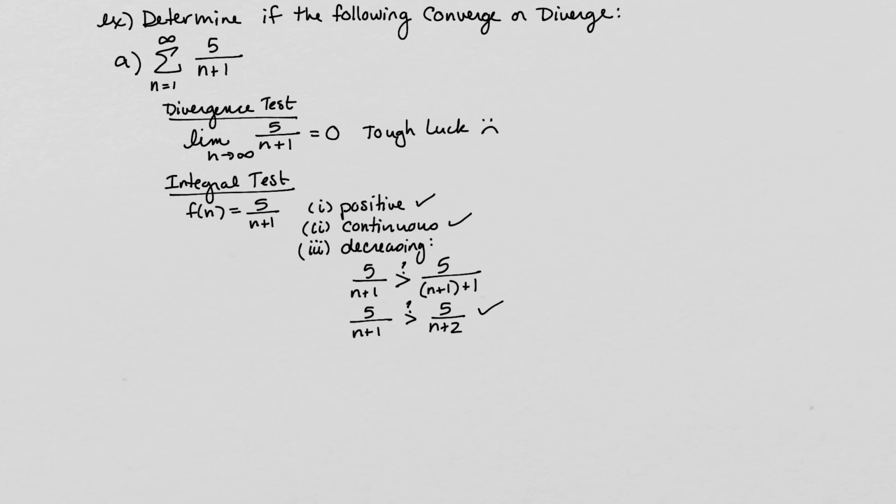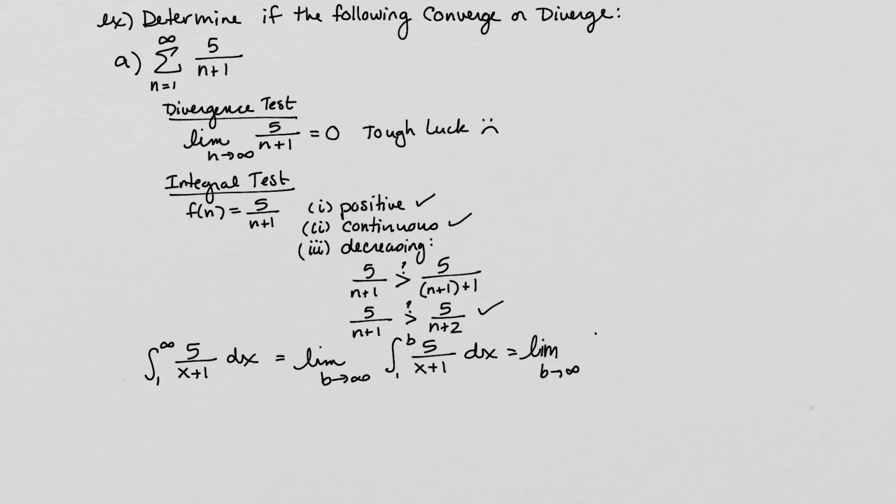So now we're going to look at the integral from 1 to infinity of 5 over x plus 1 dx, or the limit as b approaches infinity of the integral from 1 to b of 5 over x plus 1 dx. These should look kind of familiar from when we were doing the partial fractions section, right? So this is just the limit as b approaches infinity of 5 natural log absolute value x plus 1 evaluated from 1 to b. So we're talking about the limit as b approaches infinity of 5 natural log of b plus 1 minus 5 natural log of 1 plus 1.